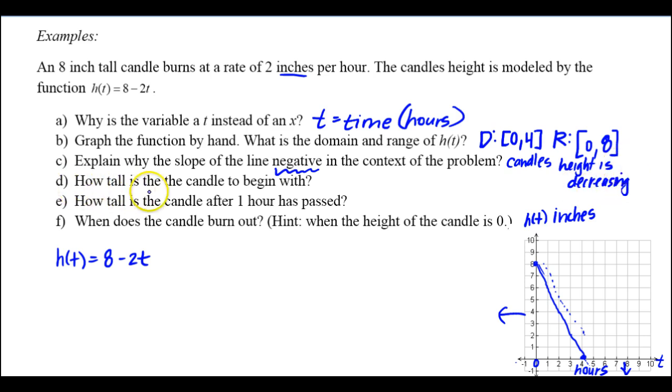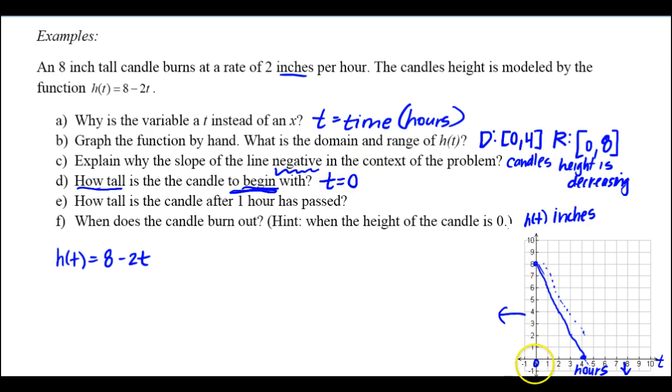Now part D, how tall is the candle to begin with? When you see this phrase, to begin, we should think about a time. So to begin, time is going to be at 0. Now, the question isn't asking for a time. The question is asking how tall. So my units are going to have to be some unit of distance, or some unit of measure. So how tall is the candle at time 0?